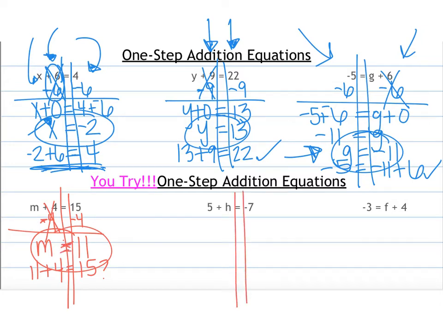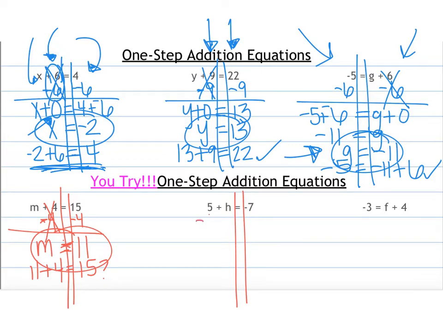5 plus H equals negative 7. So 5 plus something equals negative 7. I know right away my answer has to be way less than negative 5, because 5 plus negative 5 is 0, and I'm going into the negatives. It's going to be way more left of 0.